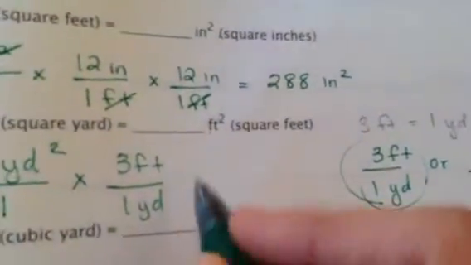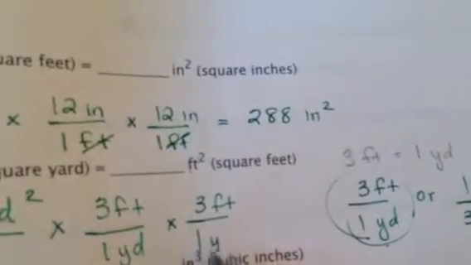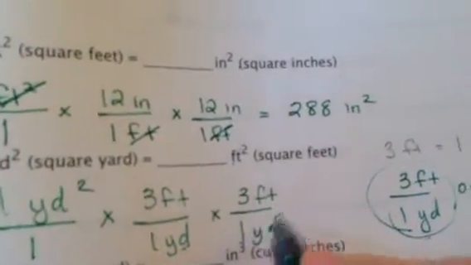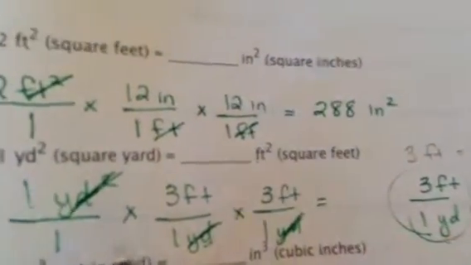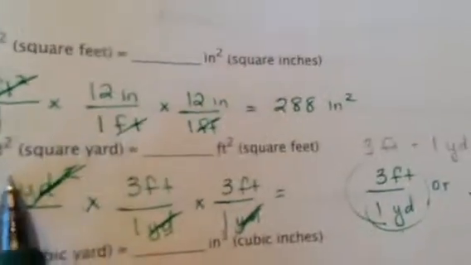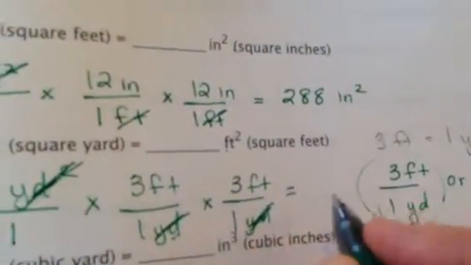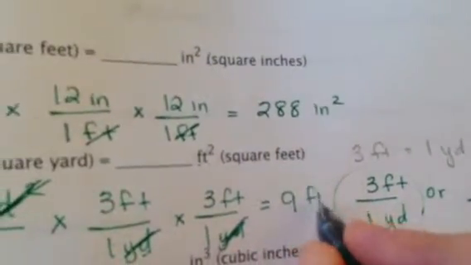Now, typically, I might be done, but notice I've got 2 of these, so I have to do this twice. So it's going to be 3 feet over 1 yard. Now I've got 2 yards on the bottom, and they cancel with the 2 yards on the top. So just multiply. Notice all you have down here in the bottom is 1s, so I don't have to worry about this. So I have 3 times 3, which is 9, and it's going to be feet squared. So there it is right there. Okay, so you're going to do all of these like this.